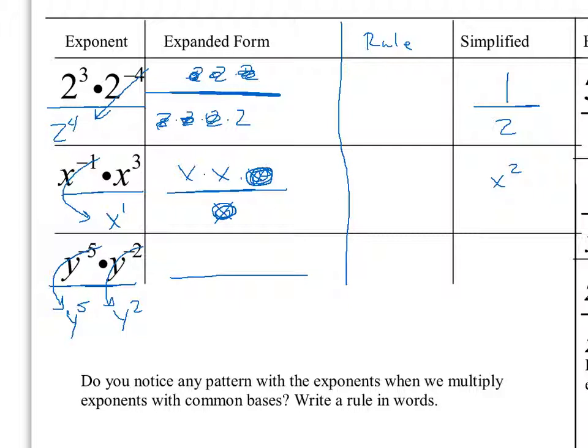Nothing, which means I should put a 1. When I expand the y to the 5th, that's y times y times y times y times y, and y to the 2nd is y times y. So all of my leftovers are all on the bottom. And I have 1, 2, 3, 4, 5, 6, 7 leftover y's, so that's y to the 7th left over on the bottom. Since there's nothing left over on top, I put a 1 on top.